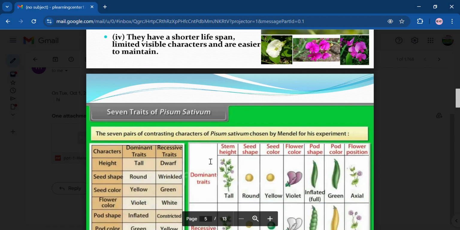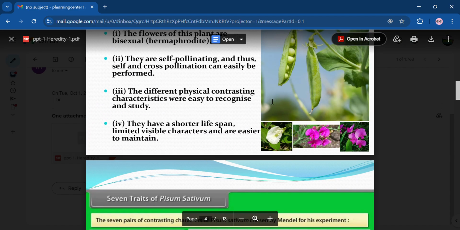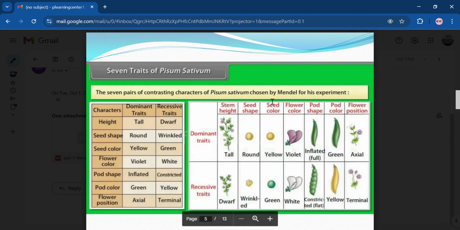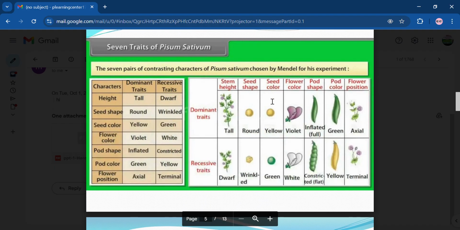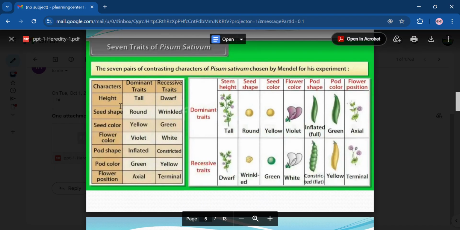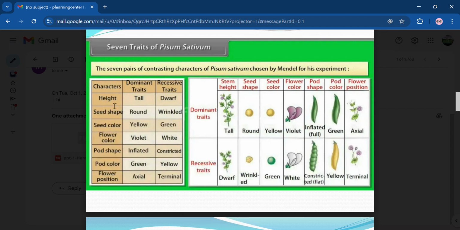I told you that they have different physical contrasting characters. There are 7 types of contrasting characters present in the pea plant. So what are the characters? First, height. In height, the dominant character is tall and the recessive character is dwarf. Second, seed shape, which means round or wrinkled. When we buy peas from the market, some seeds are round and some are wrinkled.